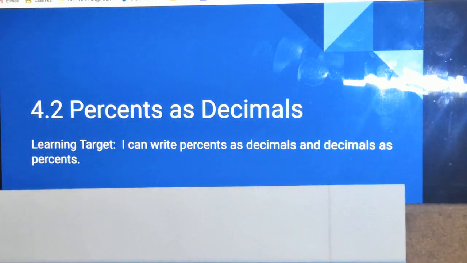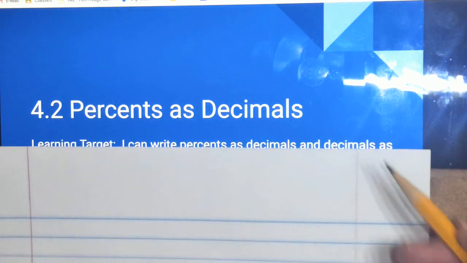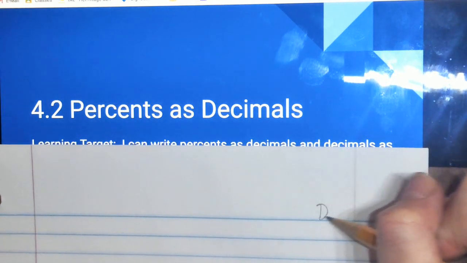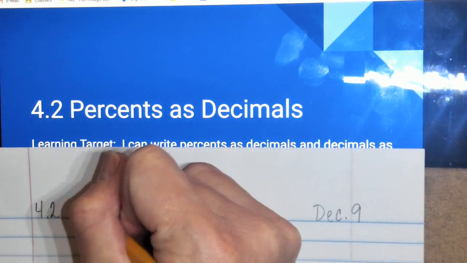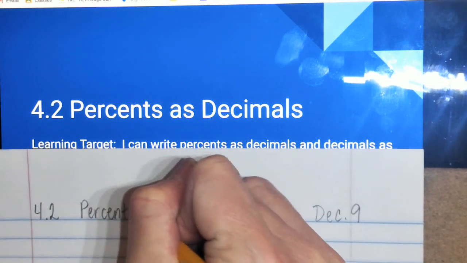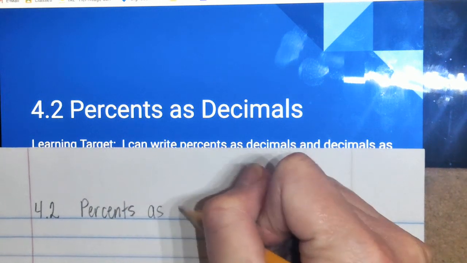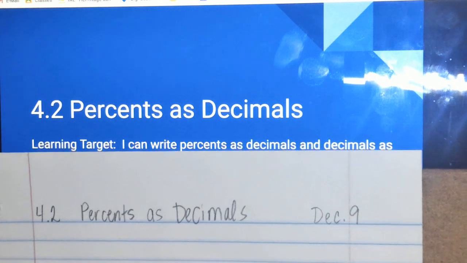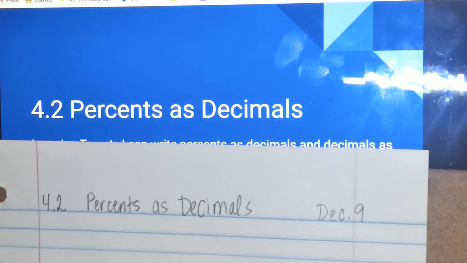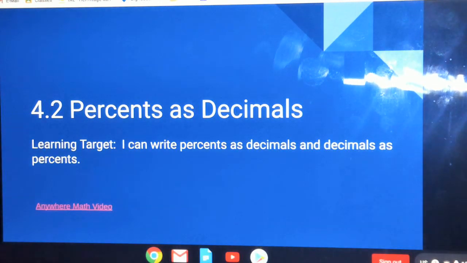So the first thing that you should do today is make sure that you have the date, which is December 9th. And it's lesson 4.2, percents as decimals. Make sure you have that written on your paper. If you need to pause the video, you can, and get that written so that you know where your notes are from today.